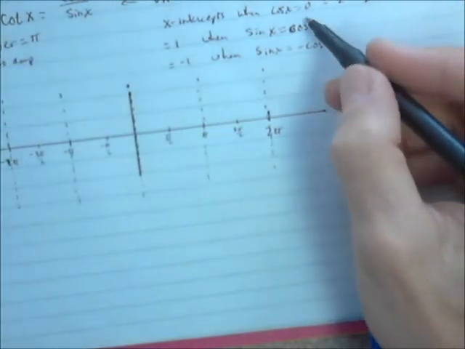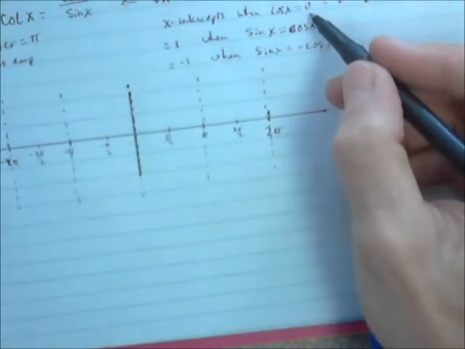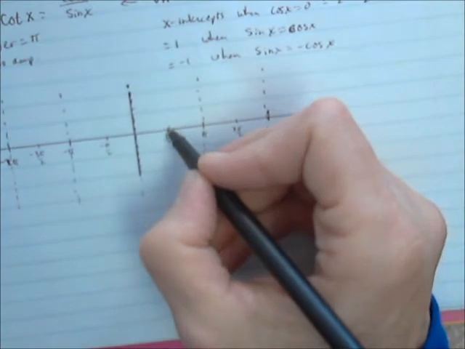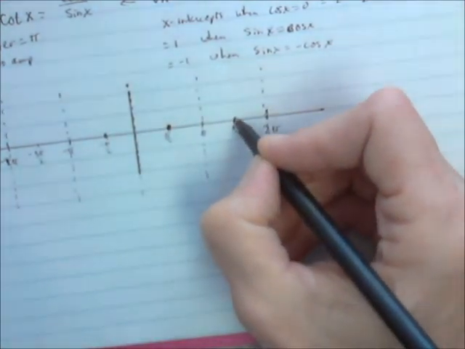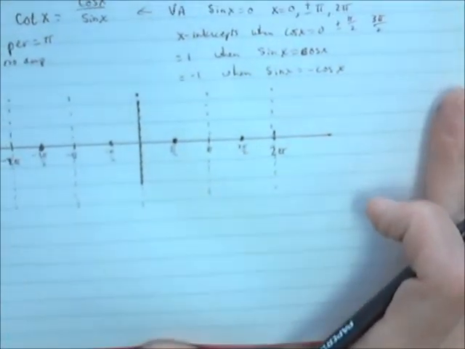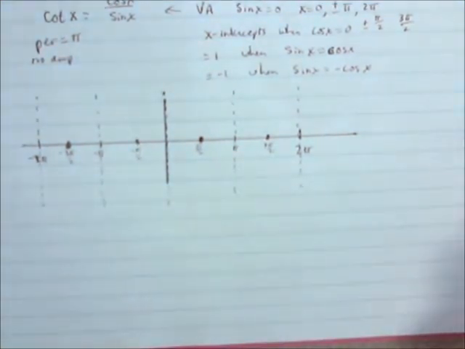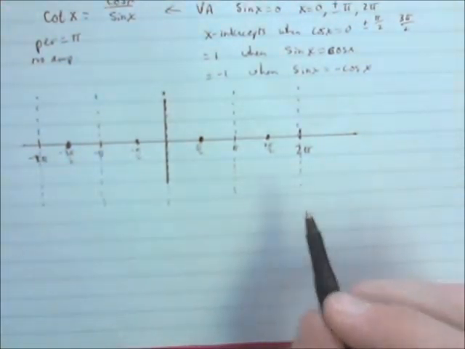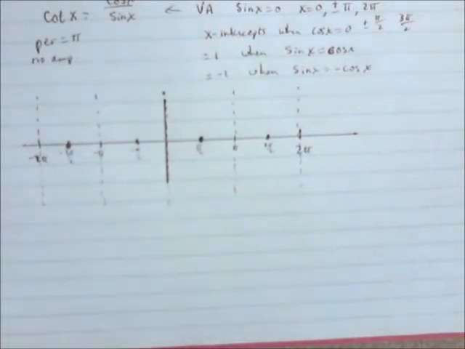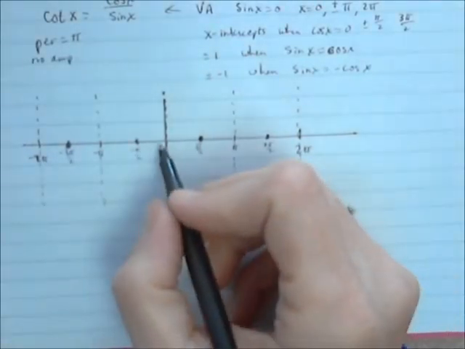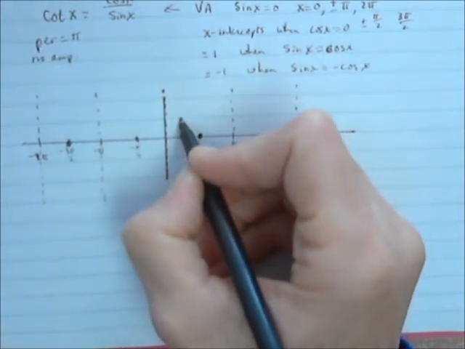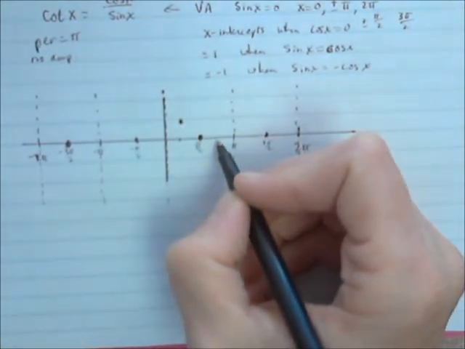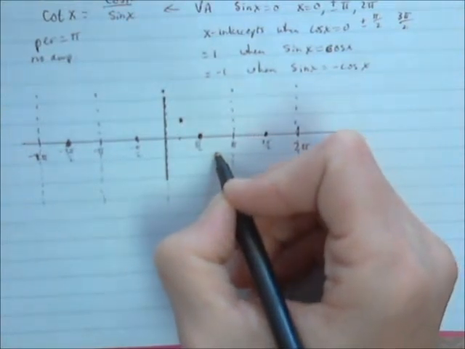It has x-intercepts when cosine is equal to 0, so the x-intercepts are at plus and minus pi over 2 and 3 pi over 2. So we'll mark those x-intercepts. And then the last thing we're going to do is place the values where the cotangent is equal to positive and negative 1. So at pi over 4, it's equal to positive 1. At 3 pi over 4, it's equal to negative 1.